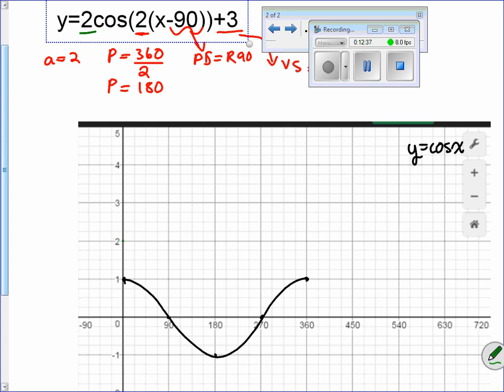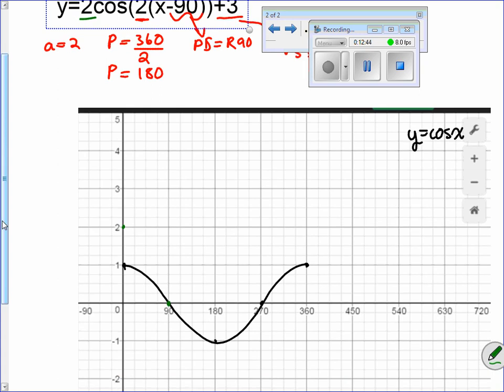So 1 goes to 2, 0 still goes to 0, and -1 goes down to -2. 270 still goes to 0, and 360 at -1 goes to +2. And all we're going to do is graph said points. And there we have our first graph. And this is going to be y is equal to 2 cosine of x.